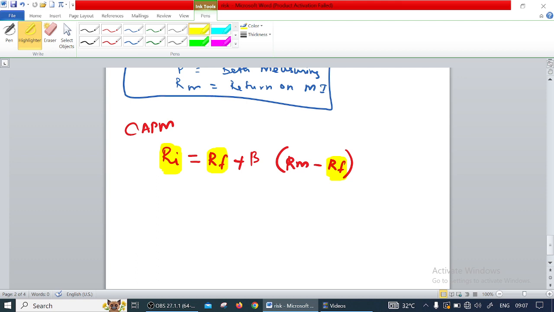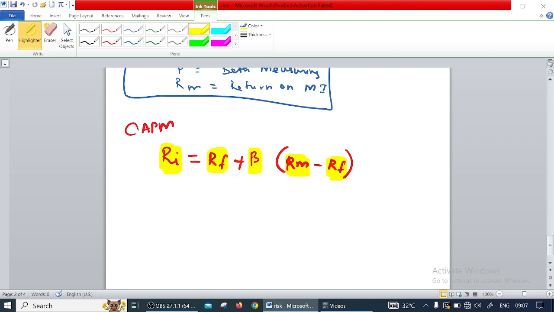And Rm is the average market return, or Sensex return or Nifty return. Assume that's the market return. And beta is the measure of systematic risk. Beta is the measure of systematic risk.